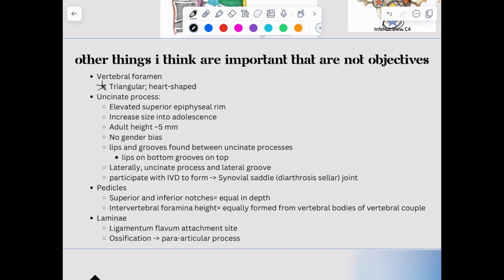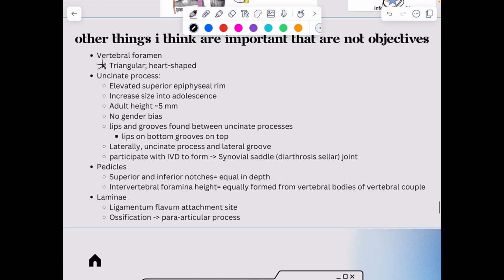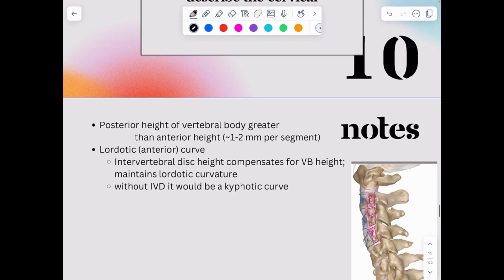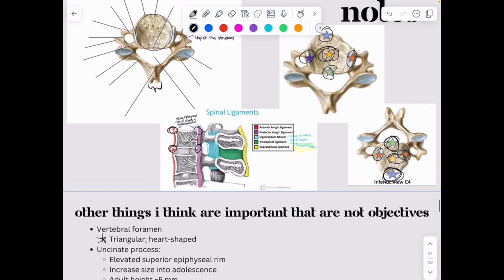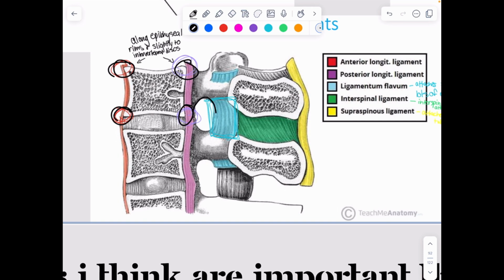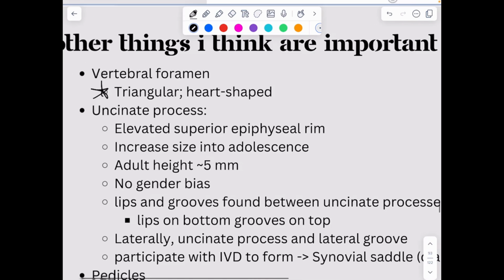They participate with the intervertebral disc to make a synovial saddle joint. The pedicles, they create the intervertebral foramina, and so that's the superior and inferior vertebral notches, and they equally form the intervertebral foramina height, I think. The top is equally as big as the bottom notch. That's basically what that's saying.